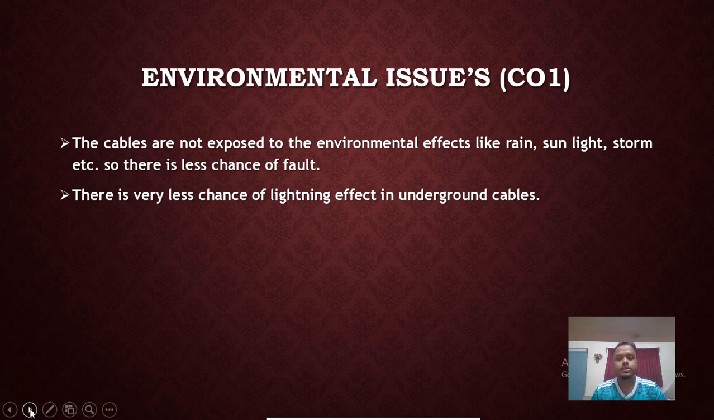The environmental issues. The cables are not exposed to environmental effects like rain, sunlight, storm, etc. So there is less chance of fault. There is also very little chance of lightning effect as it is underground.